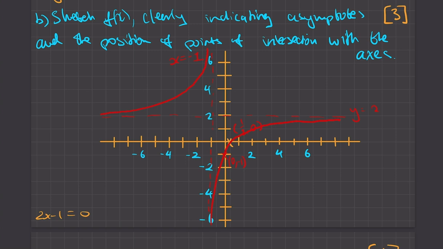And I think that should get you full marks, because we've indicated the asymptotes, we've indicated the points of intersection, and we've actually drawn the graph. Make sure it doesn't actually cross. Obviously, it can't cross the line because it's an asymptote. So make sure that it's obvious that it's never going to cross. It's actually going to sort of plateau out a little bit.